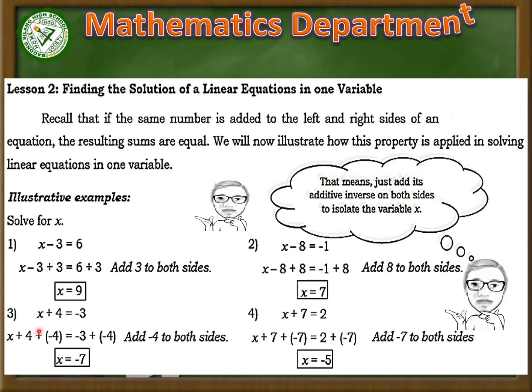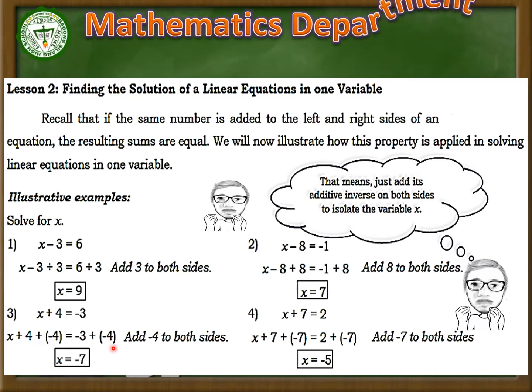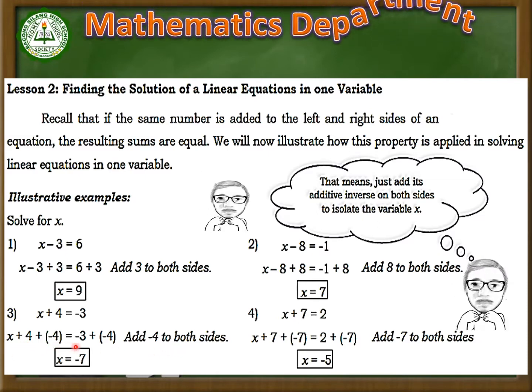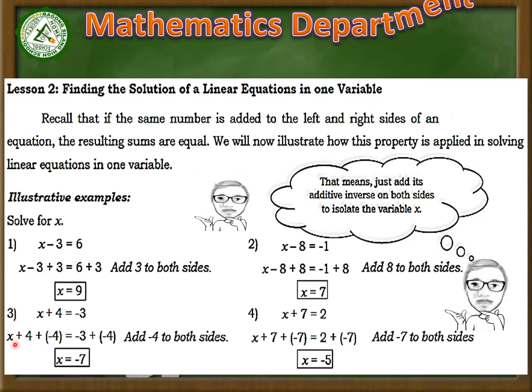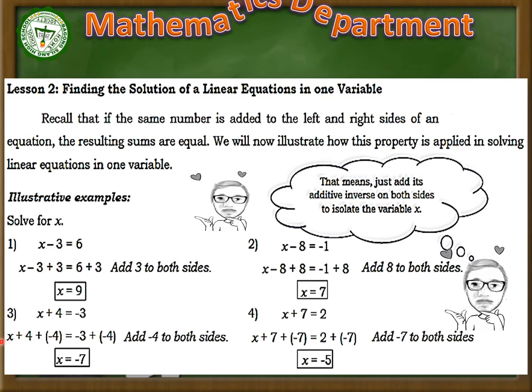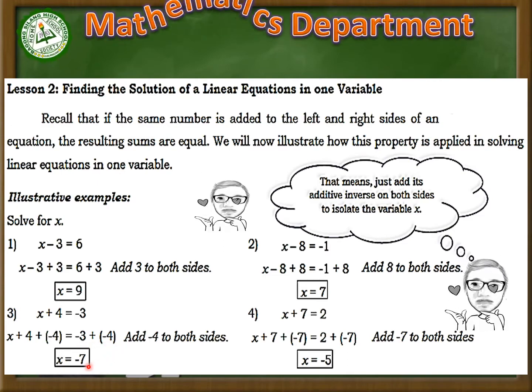Number 3. x plus 4 equals negative 3. This time, what is the additive inverse of positive 4? That's negative 4. So we add negative 4 to both sides of the equation. x plus 4 plus negative 4 equals negative 3 plus negative 4. So 4 plus negative 4 is 0, and what remains on the left side will be the variable x. And negative 3 plus negative 4 is negative 7.